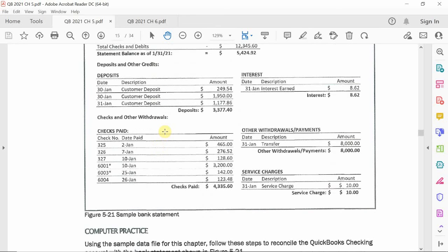Now I'm under my outstanding checks list right here. So let's see how many checks cleared and how many I have paid. In this case, the best reference number is your actual check number. I got check numbers 325, 326, 327, 6001, 6003, and 6004. Those are the ones that actually cleared. Six checks.